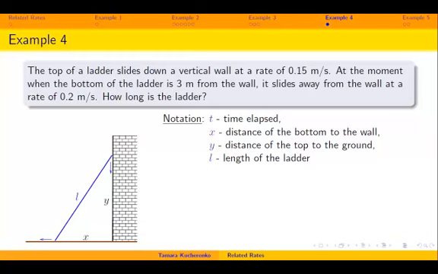We are given that the velocity of the top is 0.15 meters per second. This means that the derivative of y with respect to t is negative 0.15, since y is decreasing. Also, at the moment when x equals 3, the rate of change of x is 0.2 meters per second. We need to find the length of the ladder L.